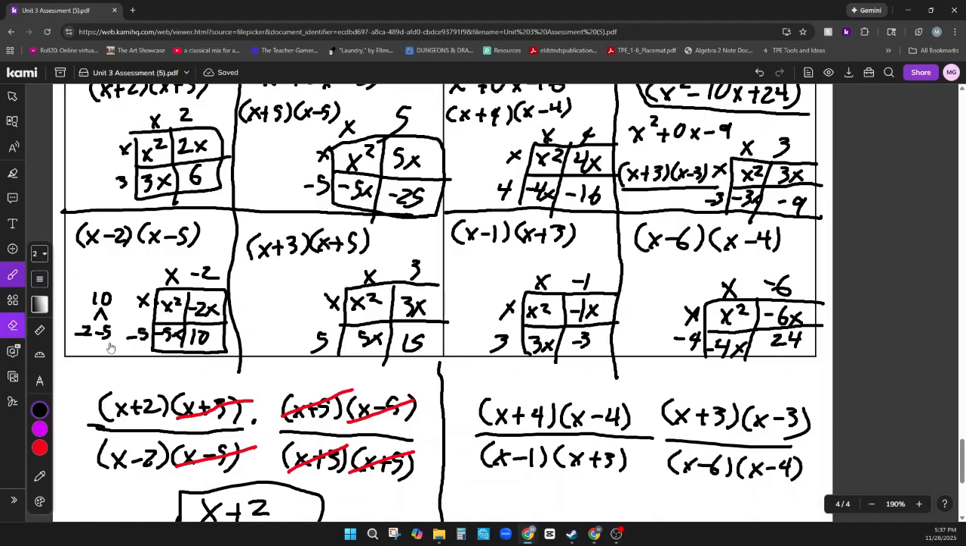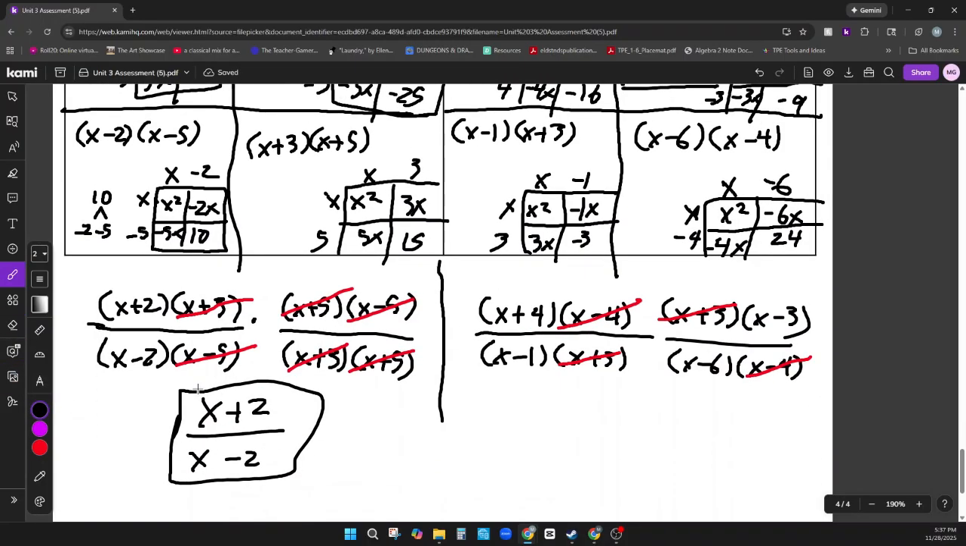And when I cancel, I'm going to cancel my x plus 3s. I'm going to cancel my x minus 4s. And look at my parentheses, there's nothing left to cancel. So this is going to be one of our larger answers, that being x plus 4 times x minus 3, all over x minus 1 times x minus 6.